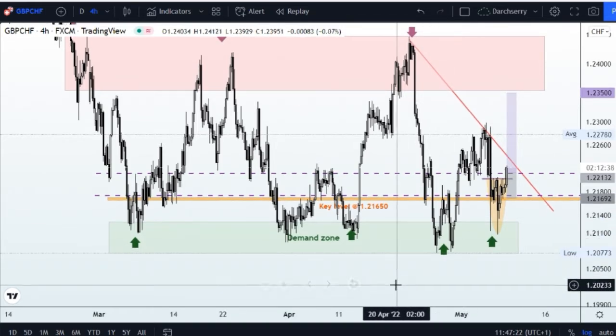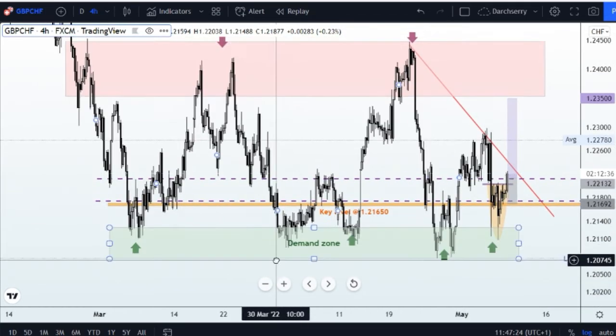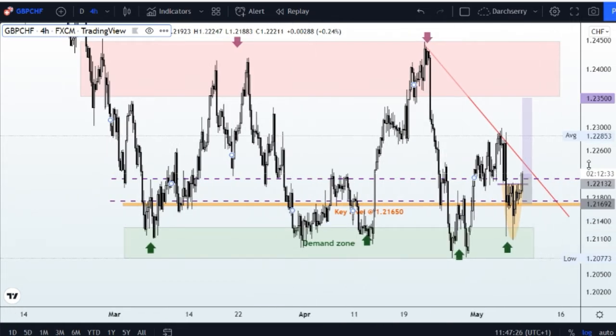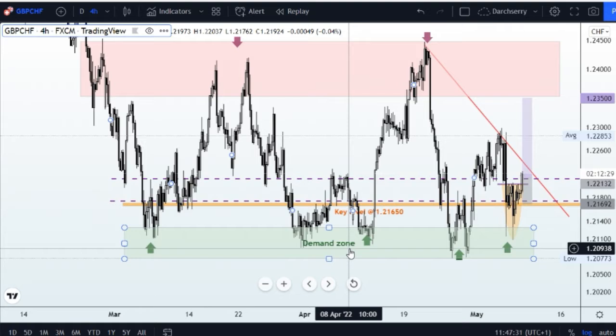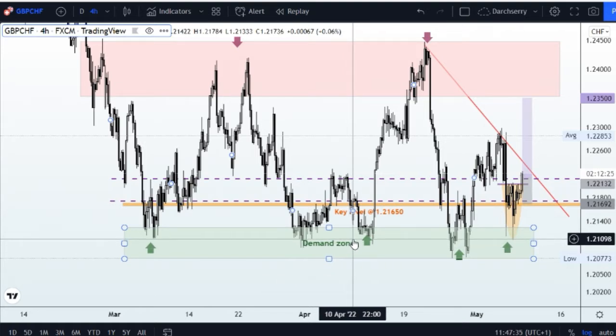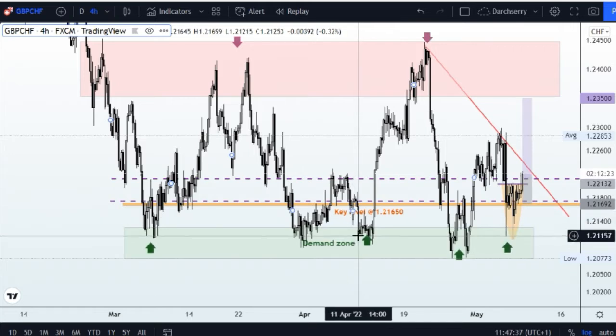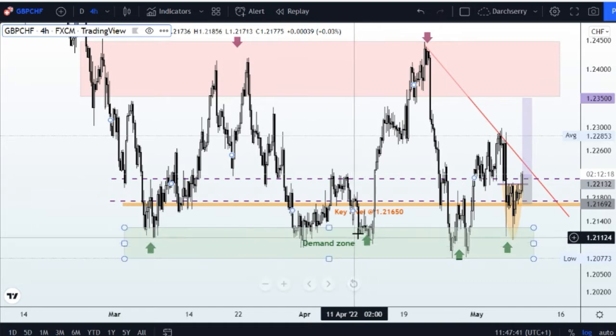Now, with the demand zone identified, we really need to have a key level that will guide us going into the new week. And what is our key level? Our key level is an area where we look for a level where resistance and support meet, merge at one particular point in time.